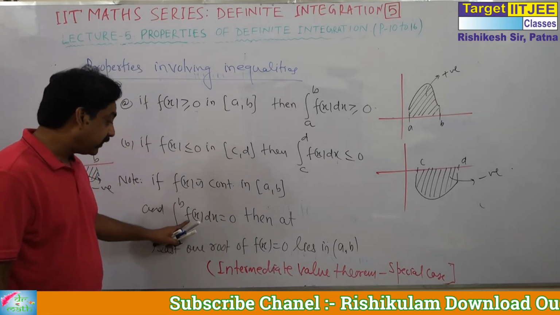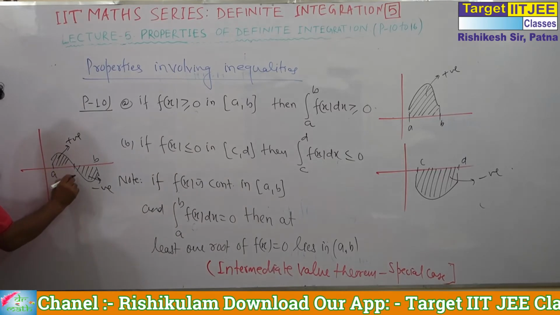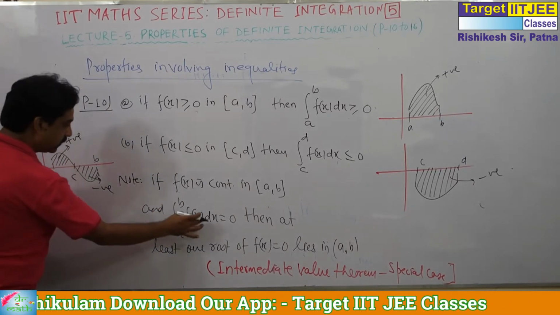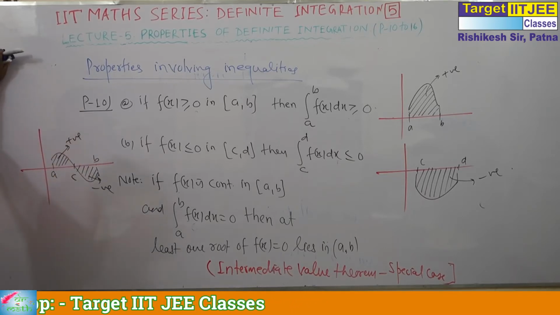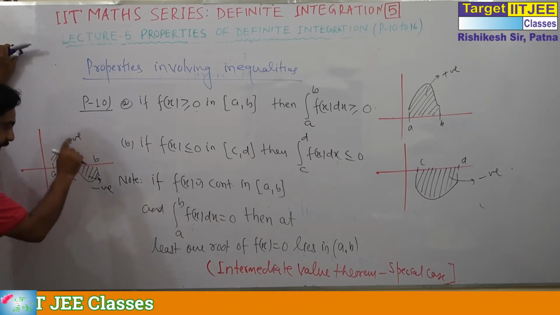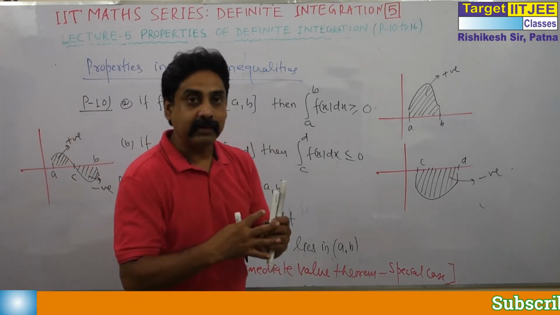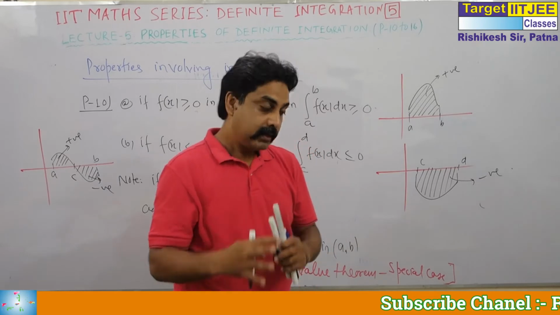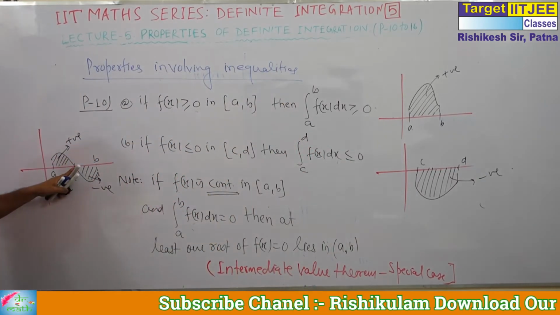How can we get 0? It means some part of f(x) is positive. For that positive part, in the figure, this value is positive, and for the negative part, this value is negative. So the sum is 0. Continuity is a must condition.